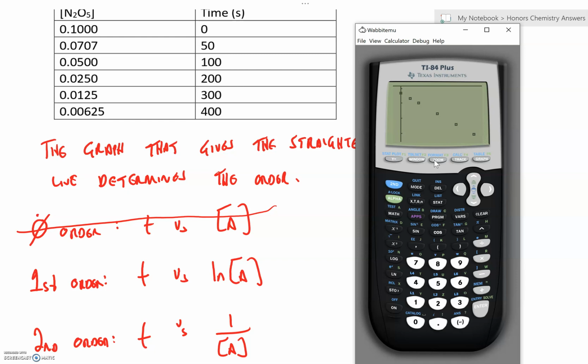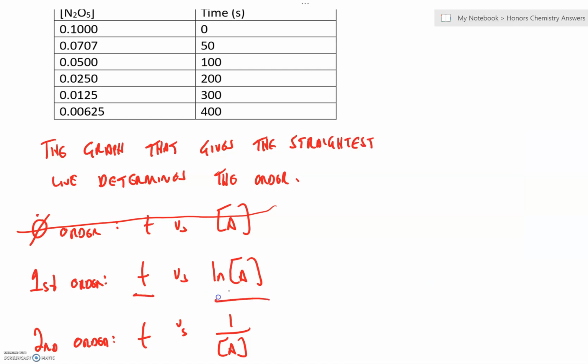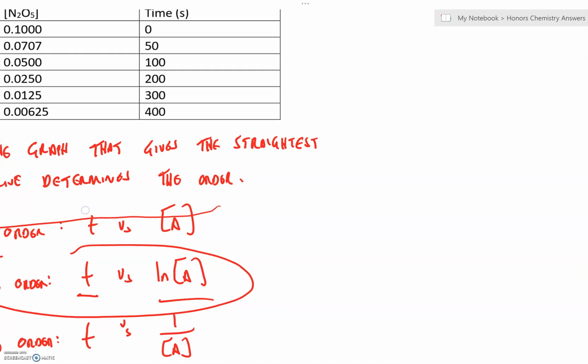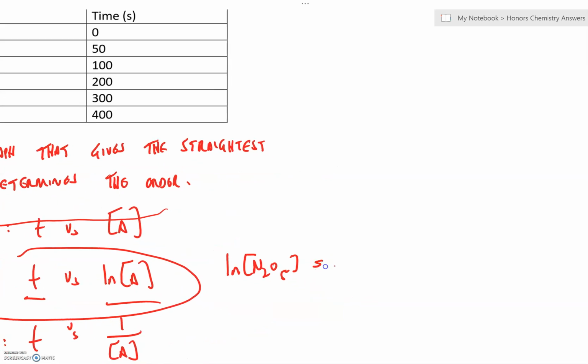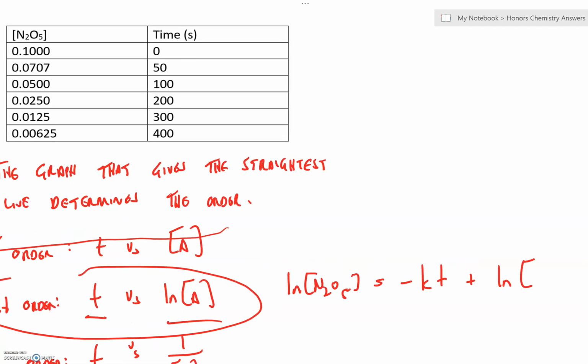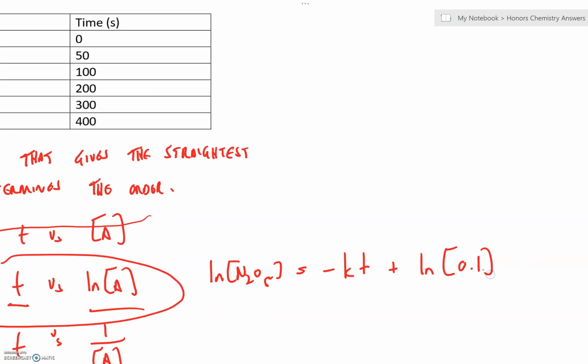Ladies and gentlemen, that is a graph of L1 versus L3. In other words, it's a graph of time versus the natural log of our concentration. That means that this reaction is first order, and that means that the rate law for this reaction is the natural log of the concentration of N2O5 is equal to negative K times the time plus the natural log of the concentration of N2O5 at time 0, which in this case is 0.1. All right, that is the rate law.